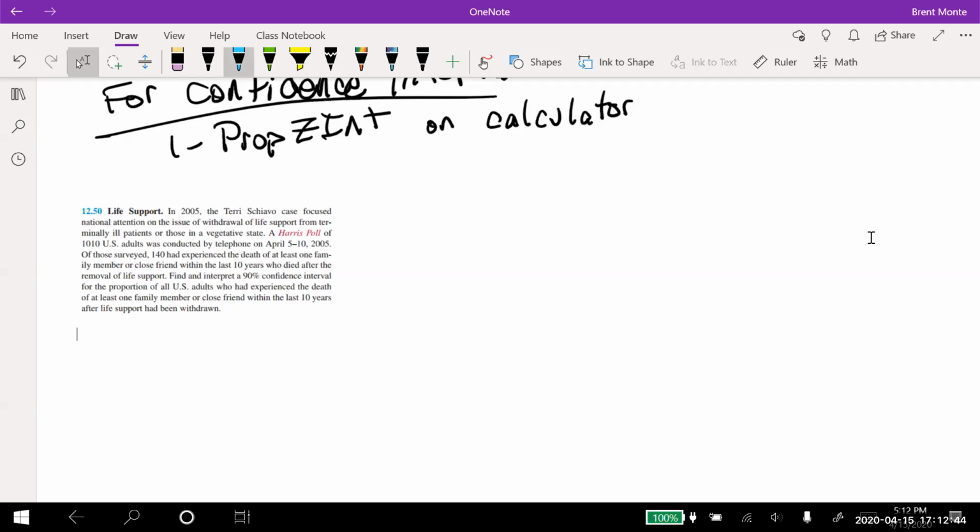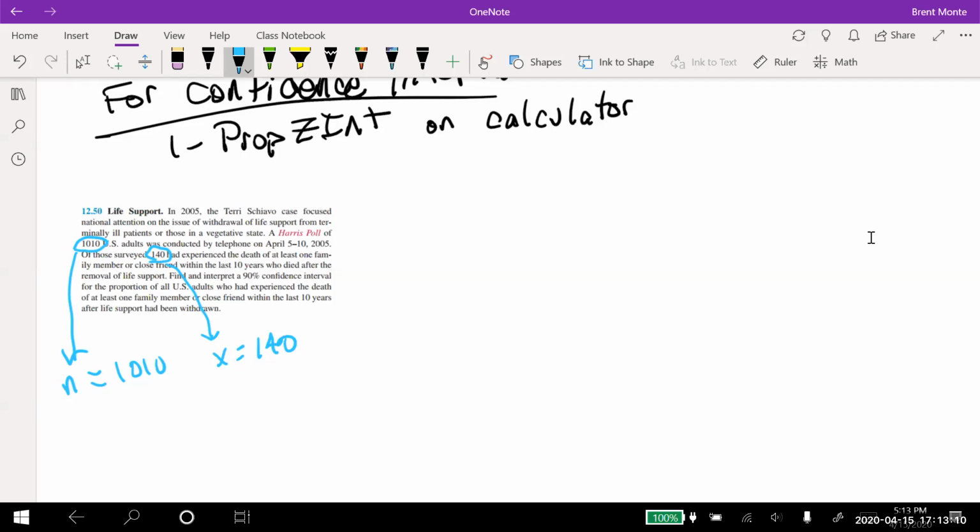So let's pull a couple things out of here. First of all, a Harris poll of 1,010. That is my sample size. So we had experience with the death. That's my X in this case.